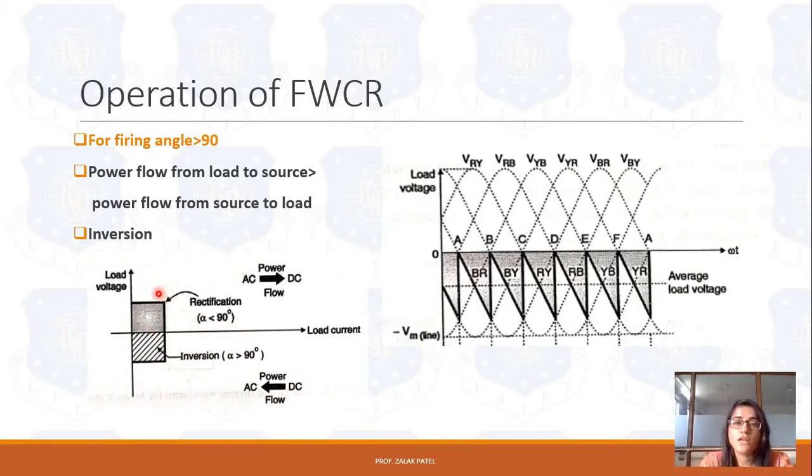This question can be asked for 3 marks: why does FWCR operate in two quadrants? For that this figure is important. For rectification, the power flow from source to load is more compared to load to source, that means power is converted from AC to DC. In case of inversion, or alpha greater than 90 degree, the power delivered from load to source is more compared to source to load, and in that case DC to AC conversion is possible.